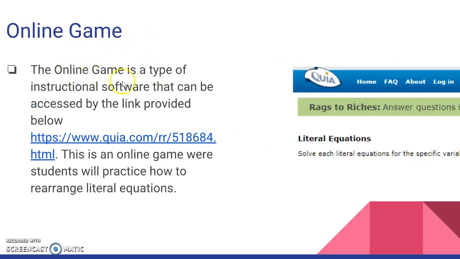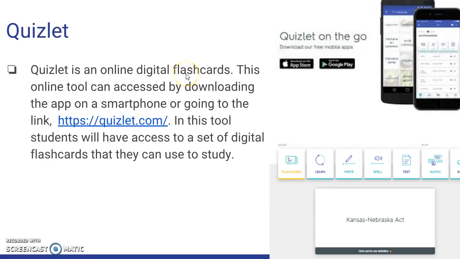The online game. The online game is a type of instructional software that can be accessed by the link provided below. Here's the website where they will be doing the online game. This is an online game where students will practice how to rearrange literal equations. Quizlet. Quizlet is an online digital flashcard tool, and this is an example of how the flashcards will look. This tool can be accessed by downloading the app, on any smartphone or an iPhone, or by going to this link. In this tool, students will have access to a set of digital flashcards that they can use to study.